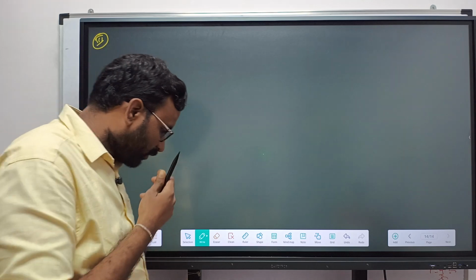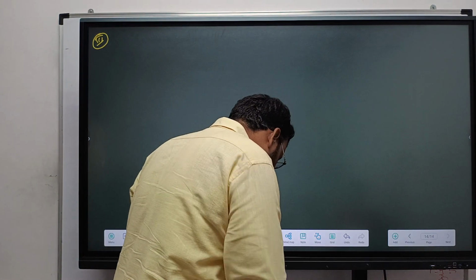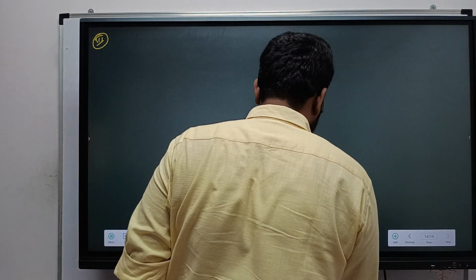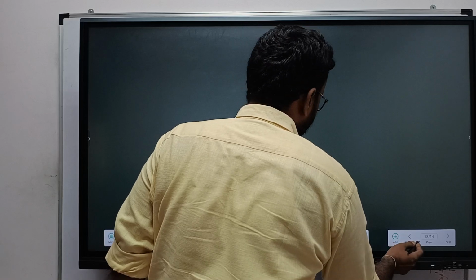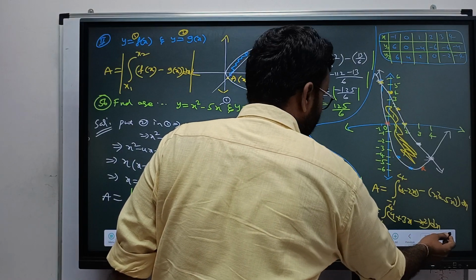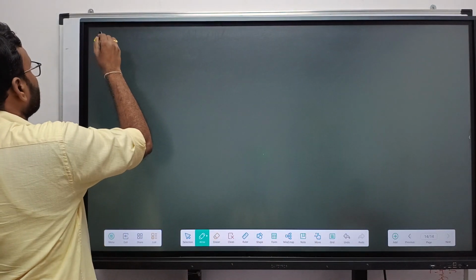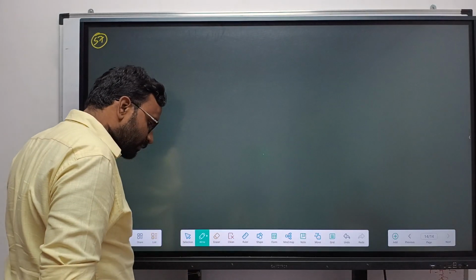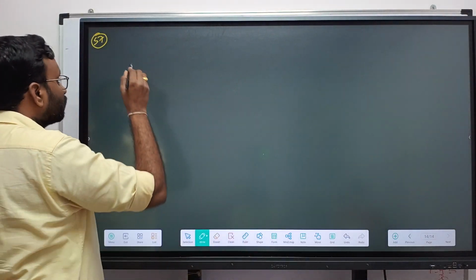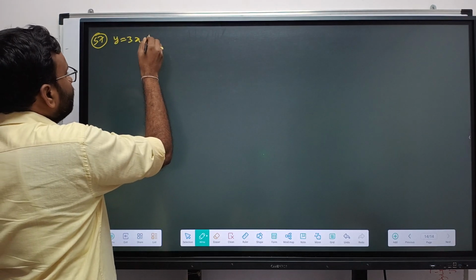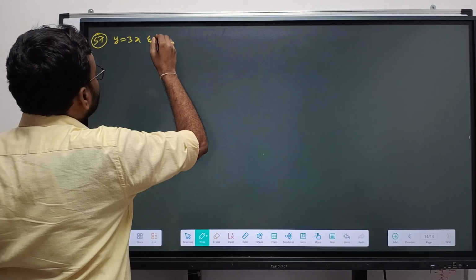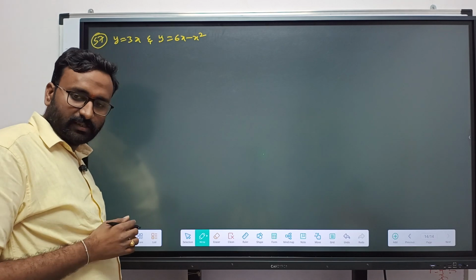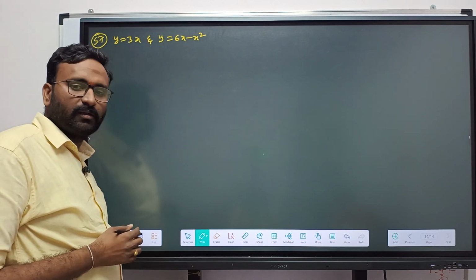Okay, now come to problems. Open your textbook, page number 305. How many questions we did? 56, 57. 57, you can take as homework, that is example 9. Example 9, find the area enclosed by the curve. What is the curve? y equal to 3x and y equal to 6x minus x square. Very, very important example. Are there given boundaries? No boundaries given.